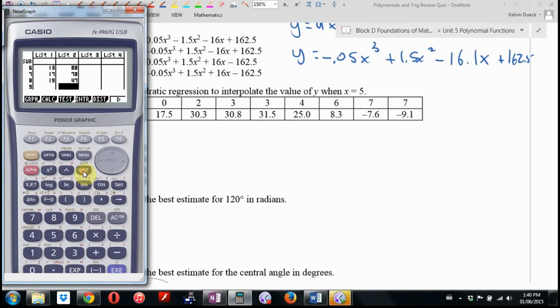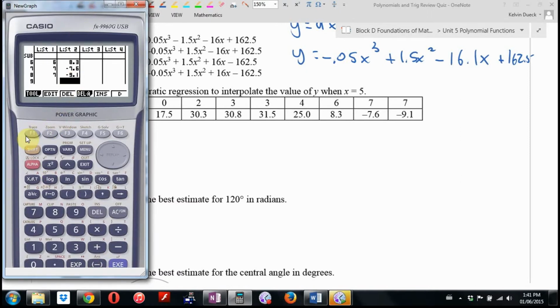Number 16, use quadratic regression. Okay. Exit, exit, exit. Delete all. Delete all. 0, 2, 3, 3, 4, 6, 7, 7. 17.5, 30.3, 30.8, 31.5, 25, 8.3, negative 7.6, negative 9.1. And it says use quadratic regression.